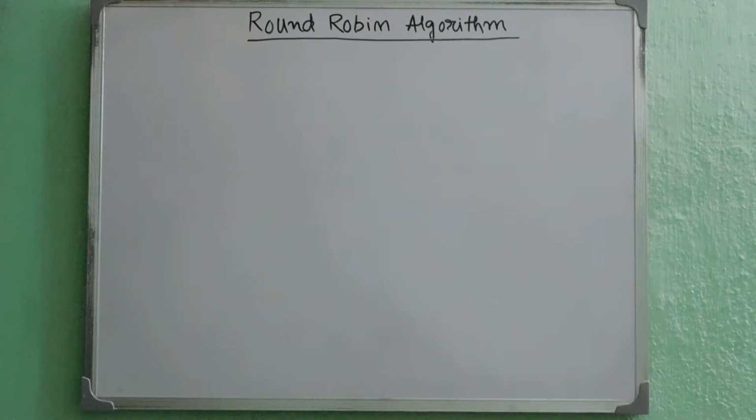Hello guys, in this video I will be discussing the round robin algorithm for CPU scheduling. In this algorithm we will be using the quantum. The definition of quantum I have already told you in the first video of CPU scheduling, that is the time slice allotted to each process for their execution, and that is fixed. Now let's see an example on the algorithm.